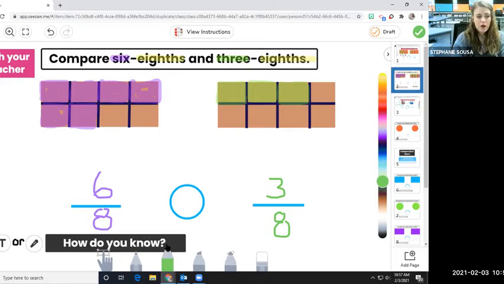Looking at this, we know that these pieces are the same size. These are 1/8 pieces, and this rectangle is the same size as these 1/8 pieces in this rectangle. So I know that when I'm comparing with the same denominator, whichever fraction has a higher numerator is going to be the greater fraction. I can also see that visually there is more colored on this side of 6/8 than there are on this side of 3/8. So 6/8 is greater than 3/8.